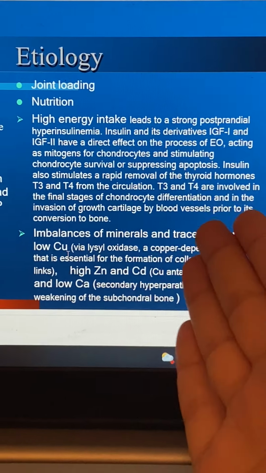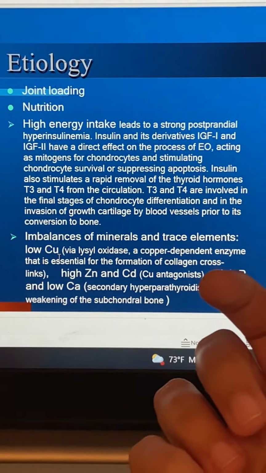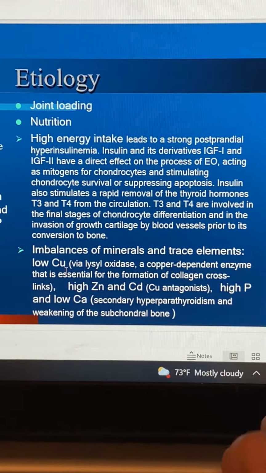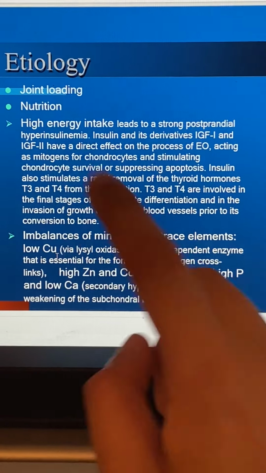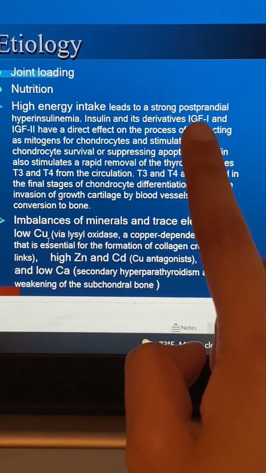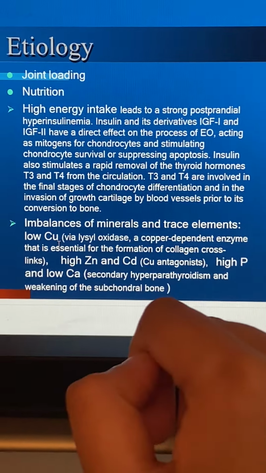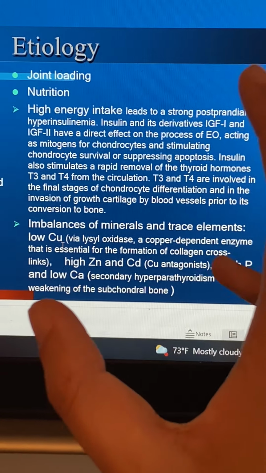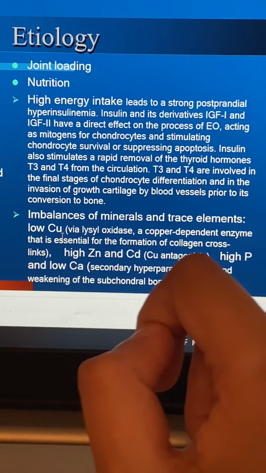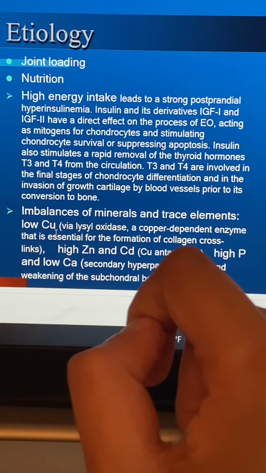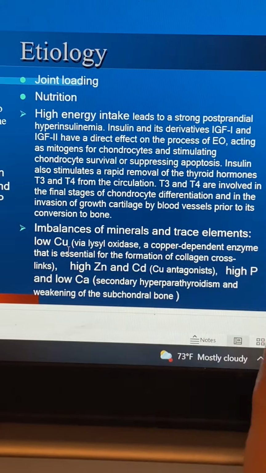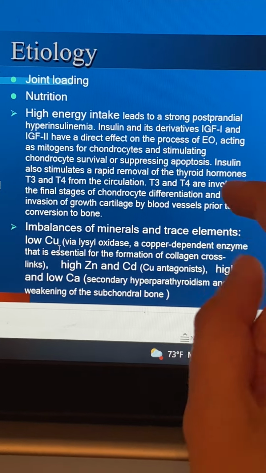It also is forever changing, like sometimes it gets better, sometimes it gets worse. If we talk about acquired reasons, there are nutritional reasons, so higher energy intake or imbalances of minerals and elements. Some of these are obvious, but I'm going to go through some of them. Higher energy intake leads to hyperinsulinemia, so too much insulin. And basically insulin also has derivatives like IGF-1 and 2, and it has a direct effect on endochondral ossification. They're meant to stimulate chondrocyte survival or suppress apoptosis of these chondrocytes.